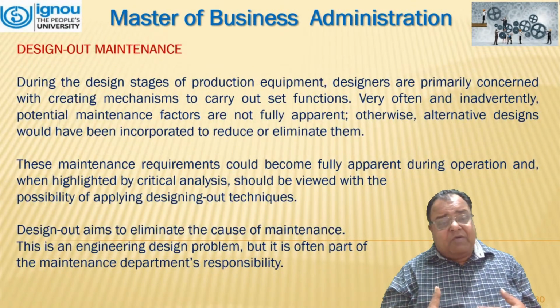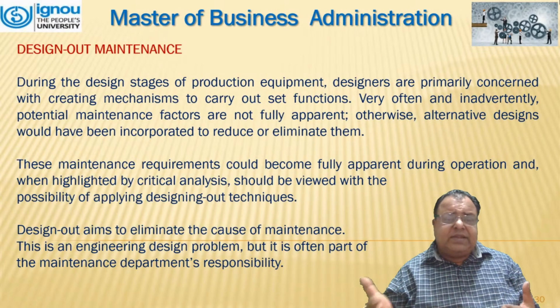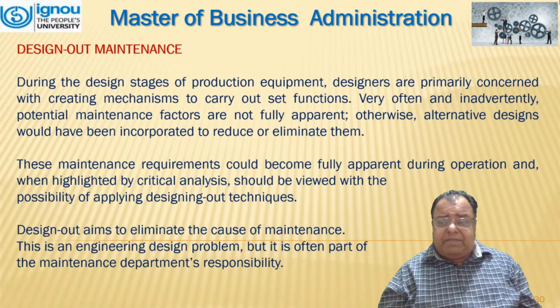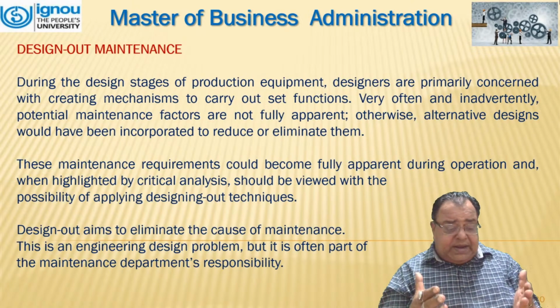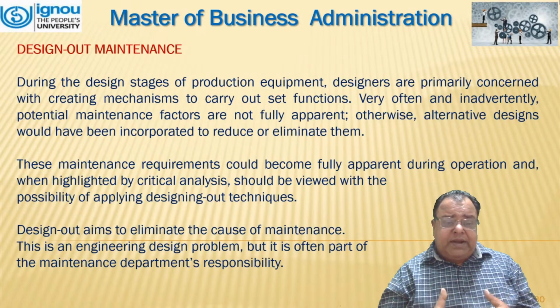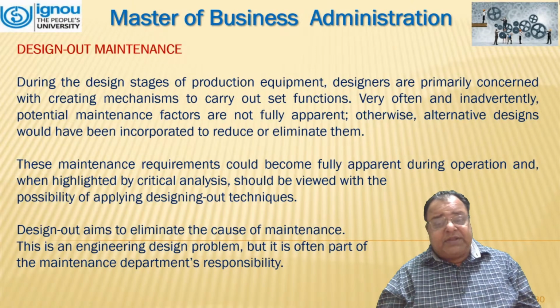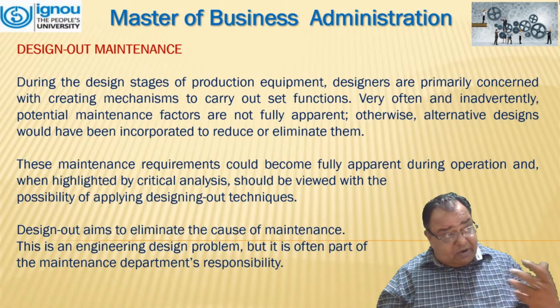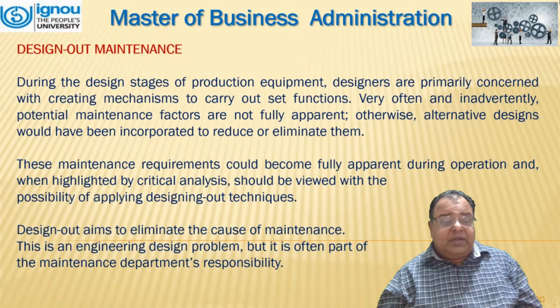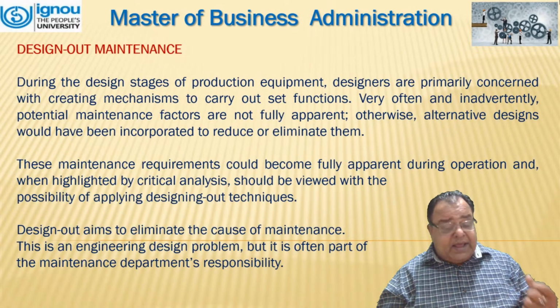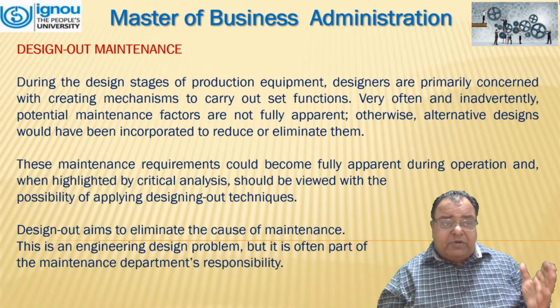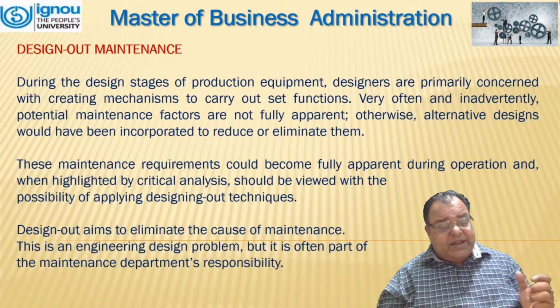The next one is design out maintenance. During the design stage of the production equipment, designers are primarily concerned with creating mechanisms to carry out set functions. Very often, and inadvertently, potential maintenance factors are not fully apparent. Otherwise, alternative designs would have been incorporated to reduce or eliminate them. These maintenance requirements could become fully apparent during operation and when highlighted by critical analysis should be viewed with the possibility of applying designing out techniques.